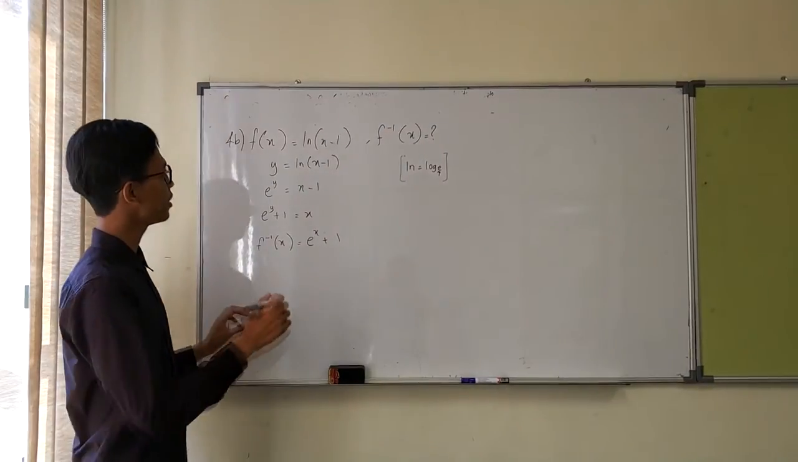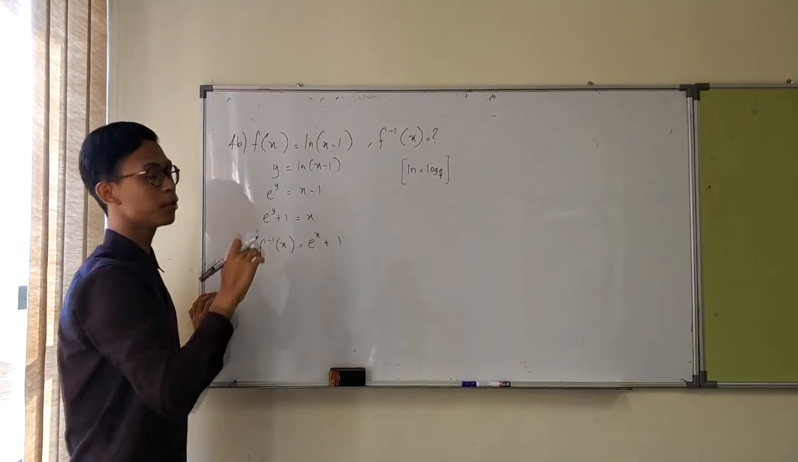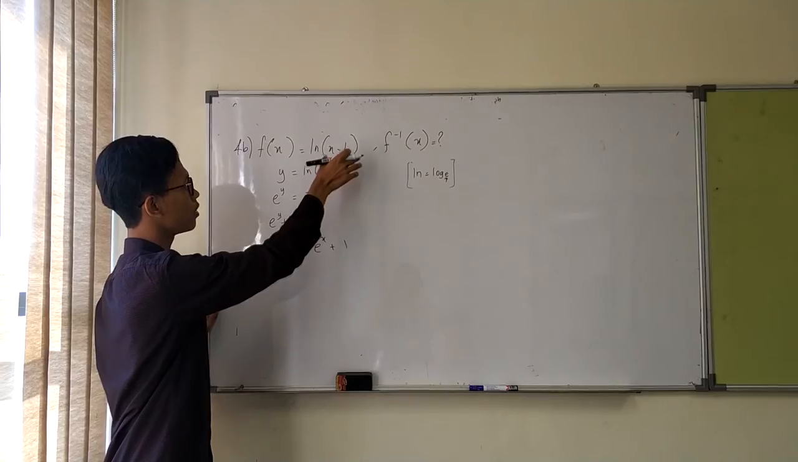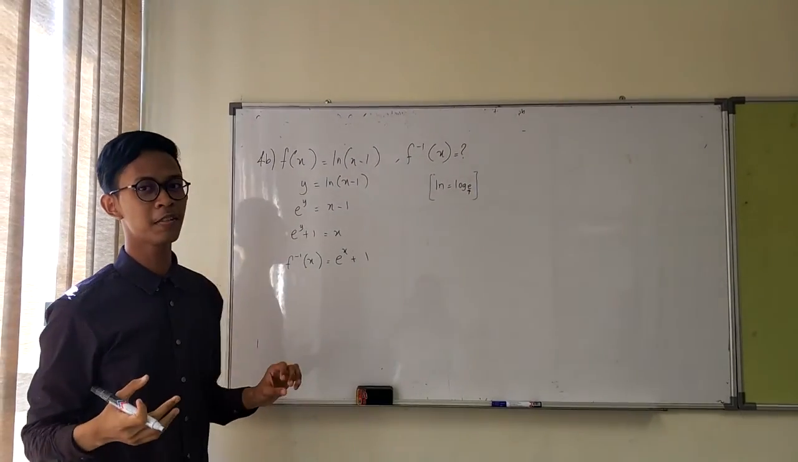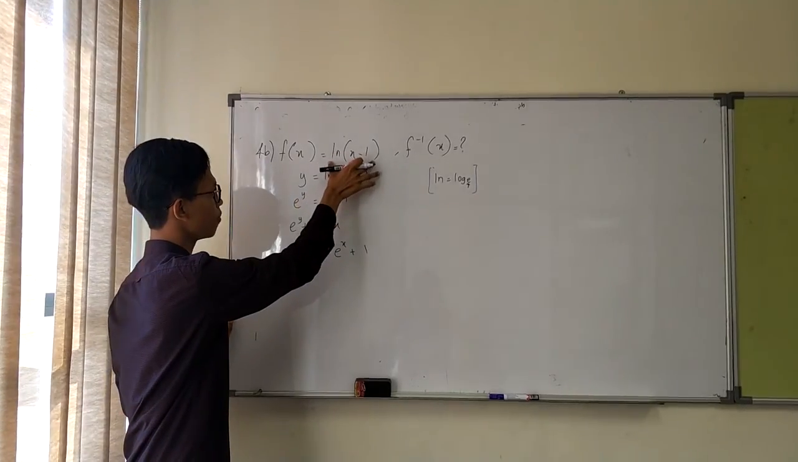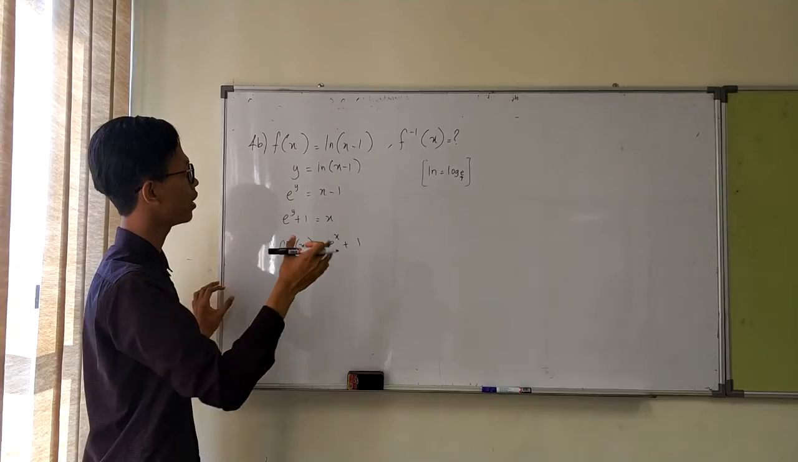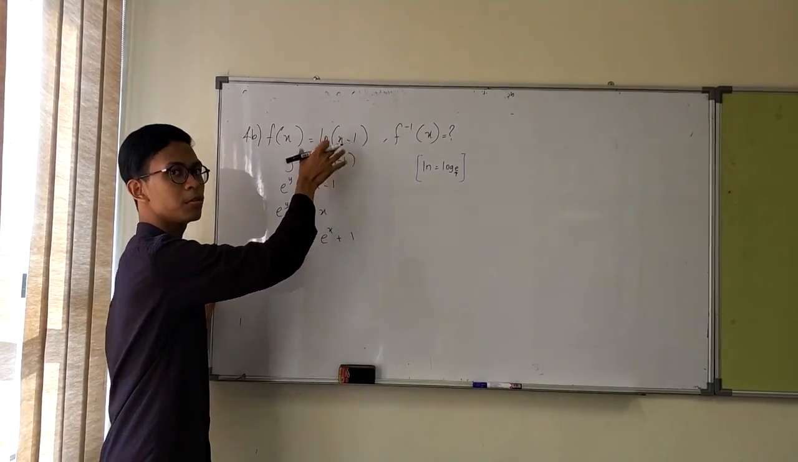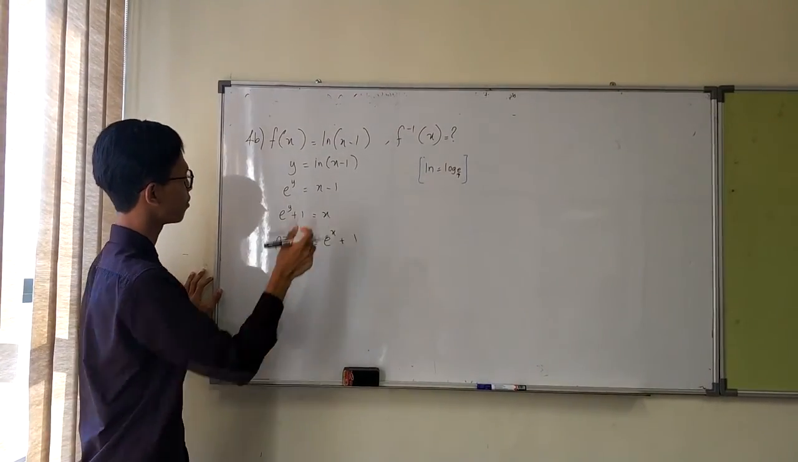Okay, next, the question is f(x) equals ln(x) minus 1. If you want to find the inverse function of f, we need to change the log form into the exponent form. If the question gives you f(x) in exponent form, the inverse function is actually the log form. But in this case, because the question gives us the log form, we need to change it into exponent form. So let's start this question.